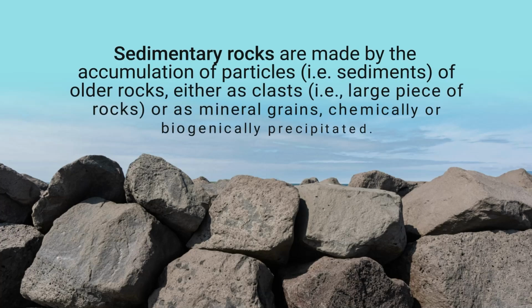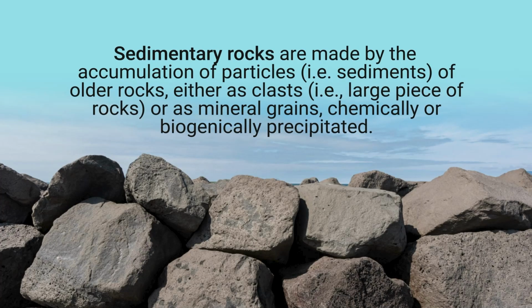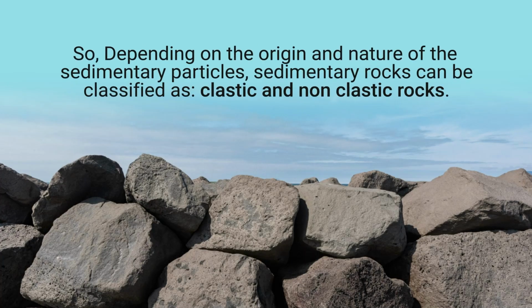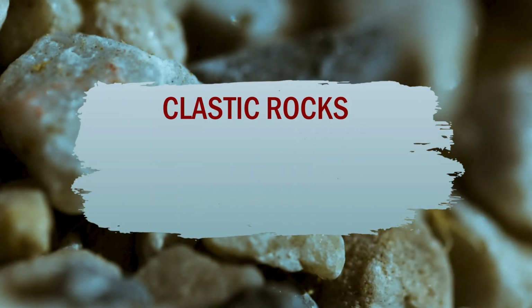So, learners, we all know that sedimentary rocks are made up of accumulation of particles, that is sediments, of older rocks. They are either as clast, that is large pieces of rock, or as mineral grains, or chemically or biogenically precipitated. Depending on the origin and nature of the sedimentary particles, sedimentary rocks can be classified as clastic and non-clastic rocks. So, what do you mean by clastic rocks?